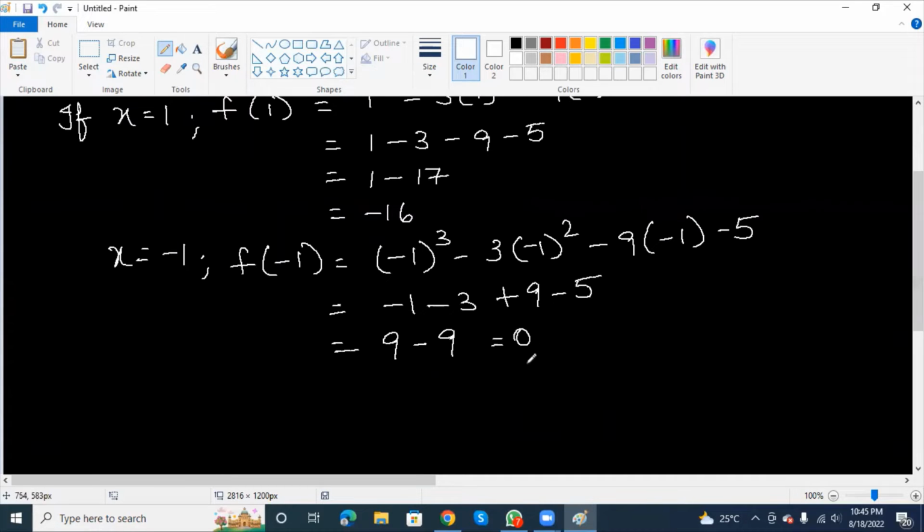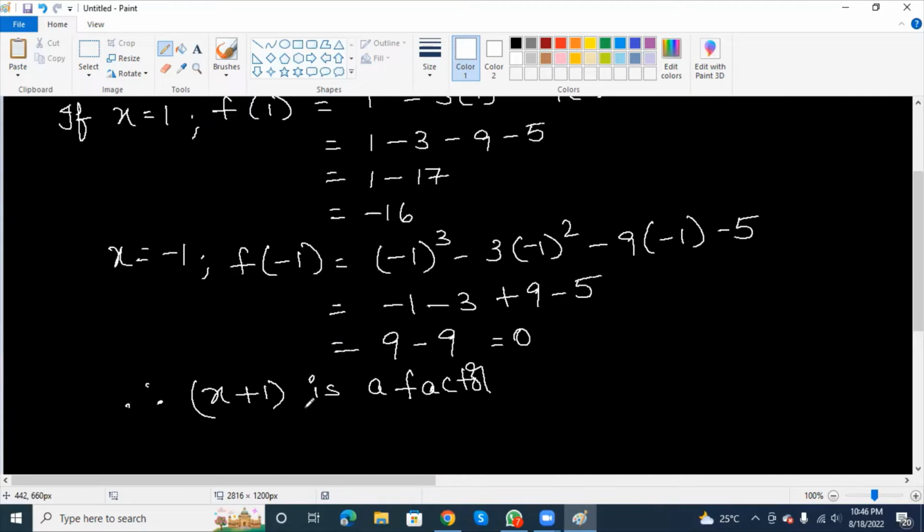So here our remainder is 0. When we substitute x as minus 1, our remainder is 0. That means x plus 1 is a factor. Therefore, we can conclude that x plus 1 is a factor. Opposite sign we need to write. If x is equal to minus 1 we substituted, it means x plus 1 is a factor. So out of 3 factors, we have found 1 factor.